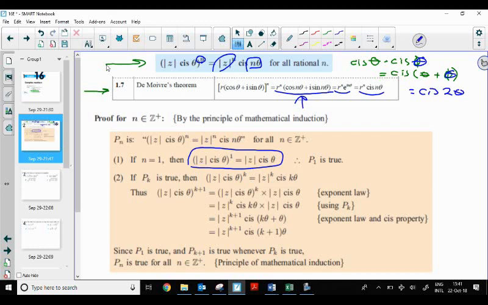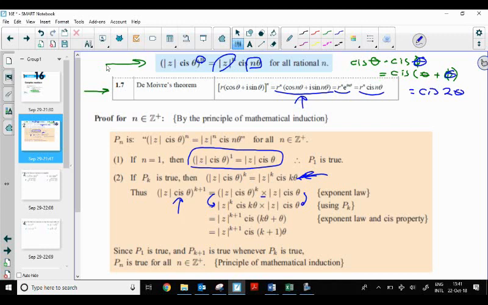Okay, cool. Then we assume that P sub k is true. So here we have the same statement written out, but with k's instead of n's. And then we think, what would happen to mod z cis theta to the k plus 1? Well, if we're raising it to the power of k plus 1, that means that we can break it up into a product, once to the power of k on the left, and then once to the power of 1 on the right. We know from the assumption up above that when we raise it to the power of k, we're going to get mod z to the k times cis of k theta. This piece on the right just comes down.